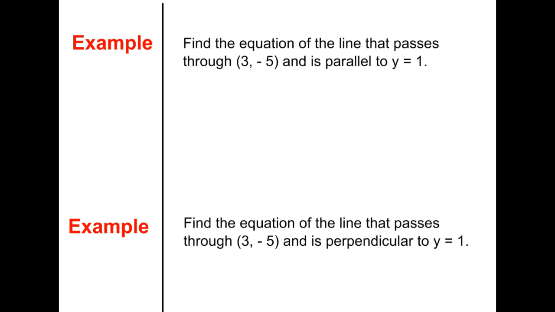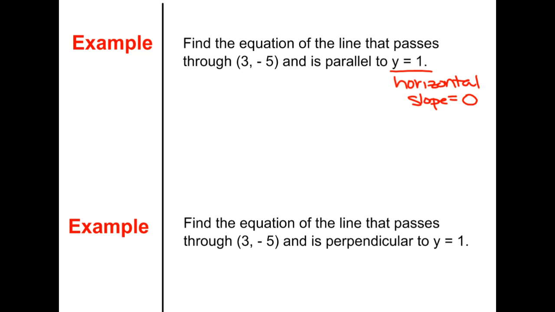Sorry for the long video. We only have 2 more problems and then we're going to be done. So find the equation of a line that passes through (3, negative 5) and is parallel to y equals 1. Well, what's the slope of y equals 1? Rise over run, right? So we're going up and down. Remember, we talked about this. When we have y equals, we know that is a horizontal line, and when it's a horizontal line, we know that it has a slope of 0.